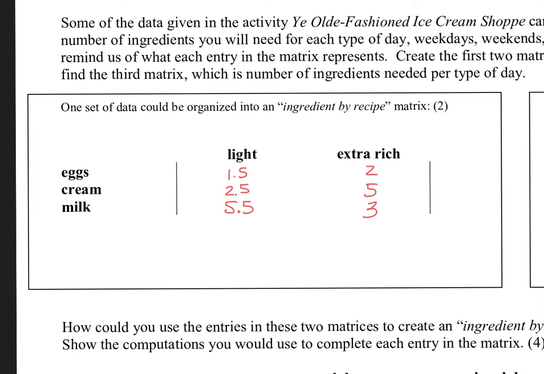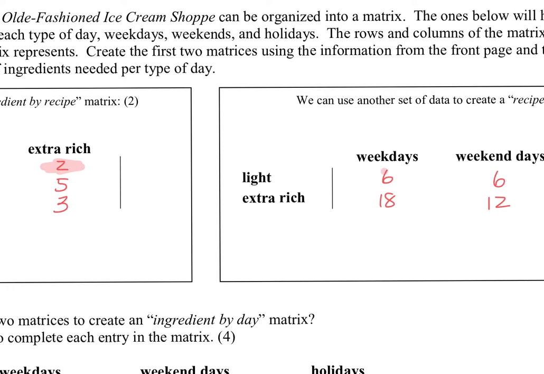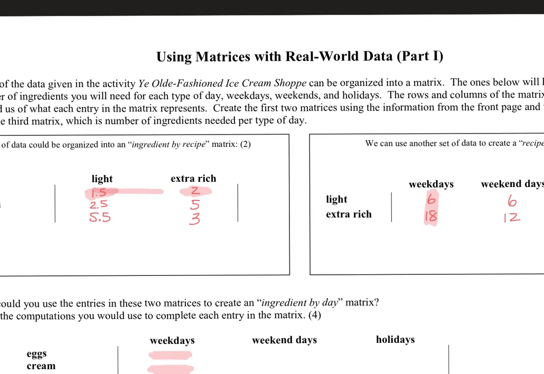How many eggs do I need for a light? I need 1.5. How many eggs do I need for an extra rich? I need 2. And then you think, well, okay, how many extra rich and light am I making on a weekday? So you come over here and you say, weekdays. Here's our weekdays. I'm making 6 light and 18 extra rich. And now, let me even extend this a little bit.